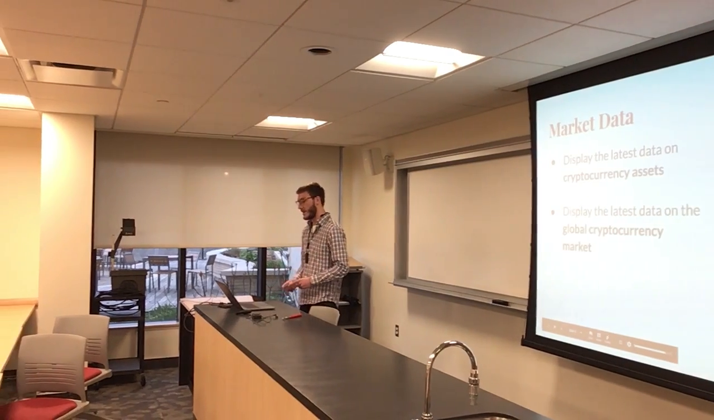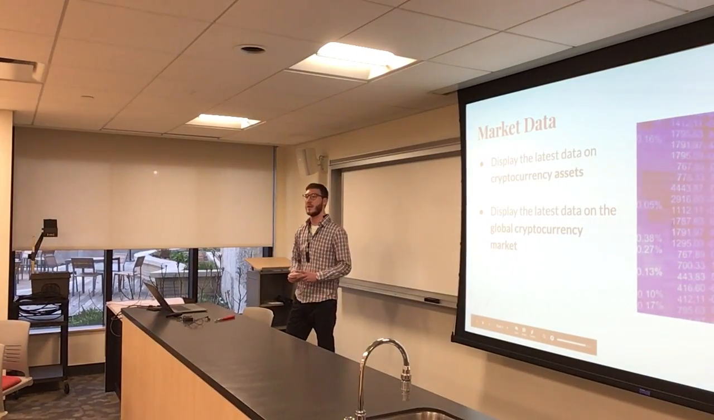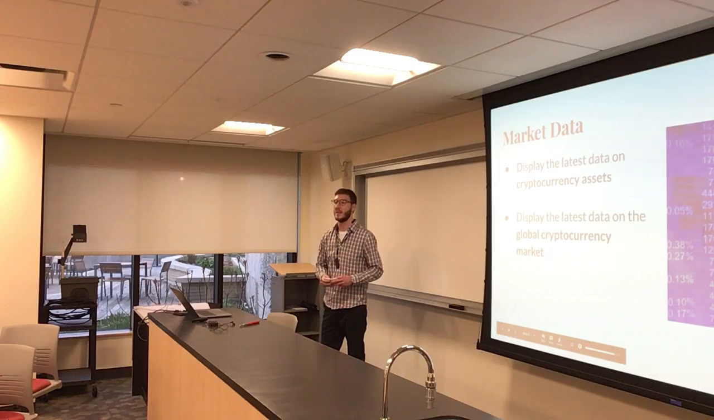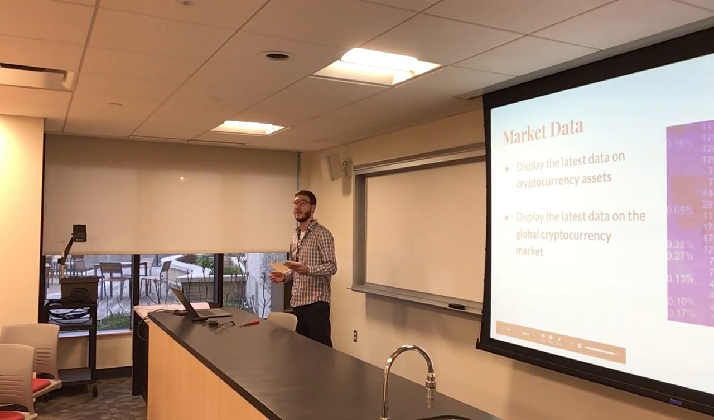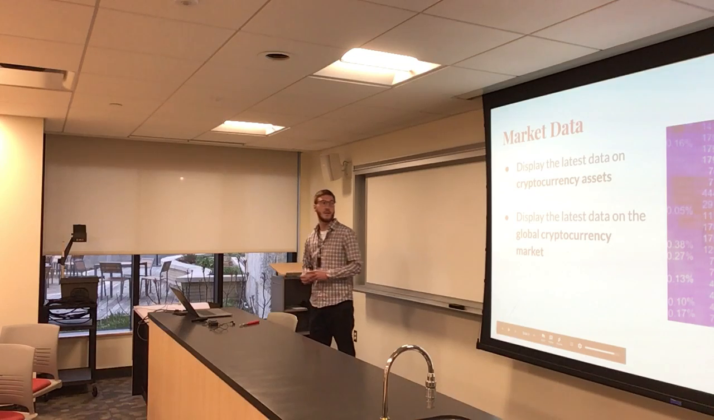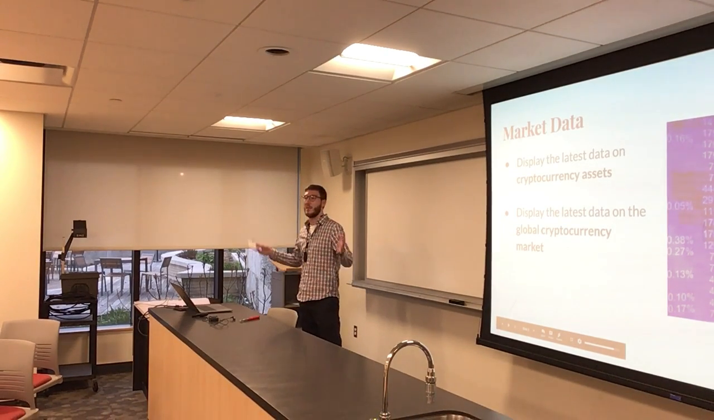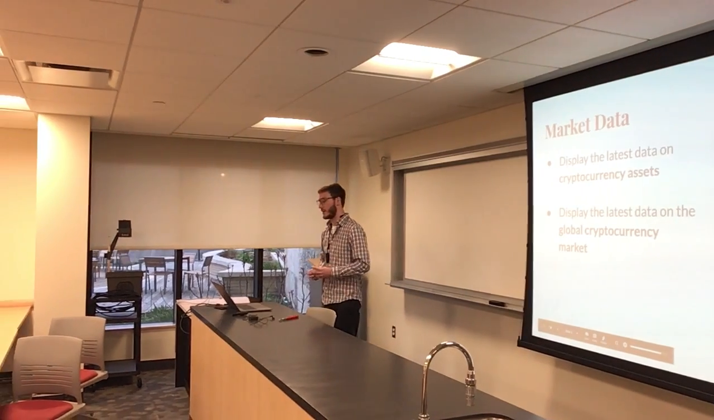Starting with market data, I wanted to be able to display the latest data on cryptocurrency assets, the exchange rate between the top 50 assets and USD, the volume for that asset, the change for the asset in the last 7 days and in the last 24 hours, and then also the global cryptocurrency market, being the total market cap of the entire market and the dominance of Bitcoin and also the volume of the entire market.